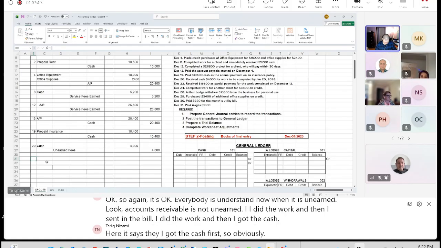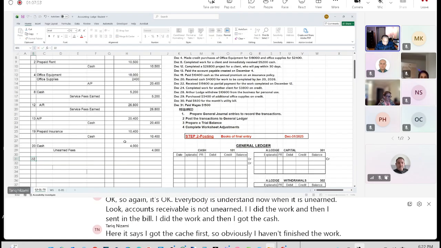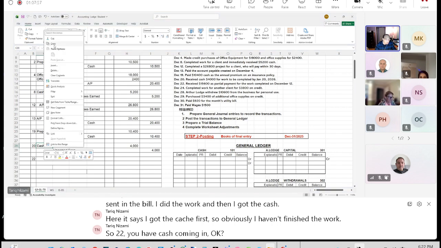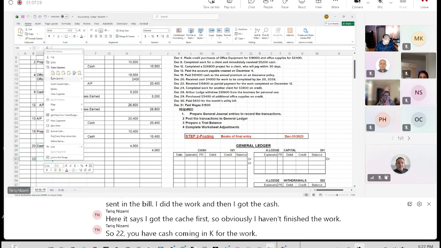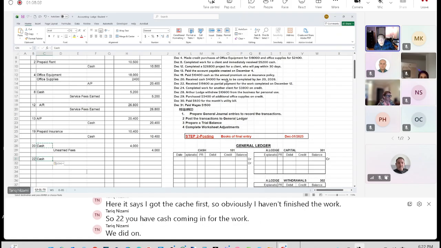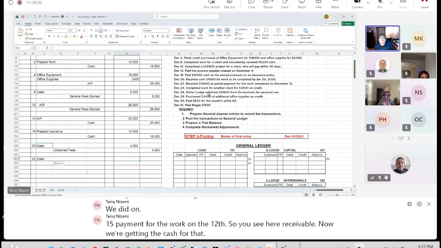So obviously I haven't finished the work. So on the 22nd, you have cash coming in for the work we did. So a payment for the work on the 12th. You see here receivable, now we're getting the cash for that. So 15,600 in accounts receivable.